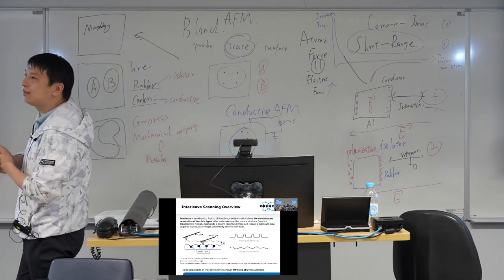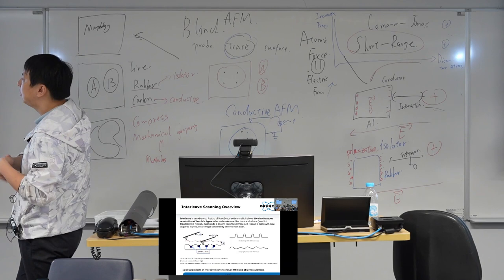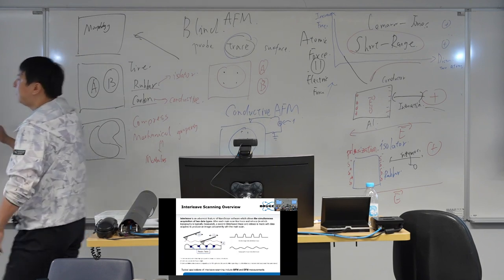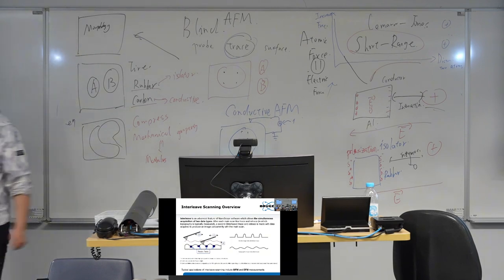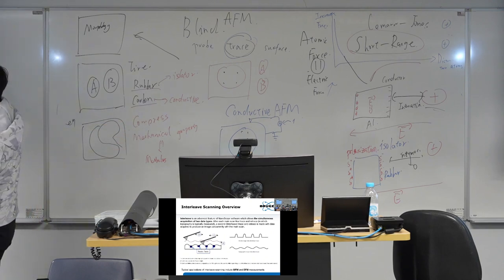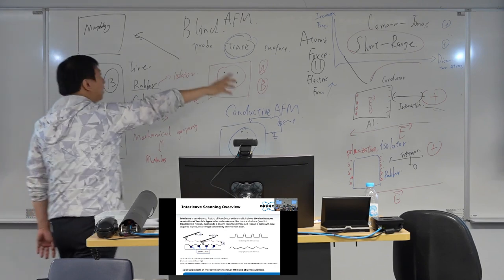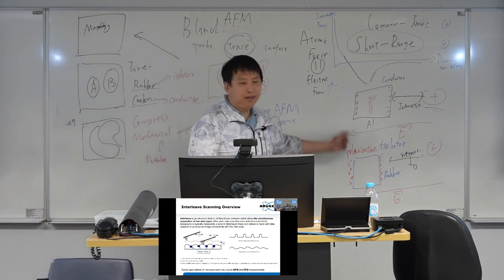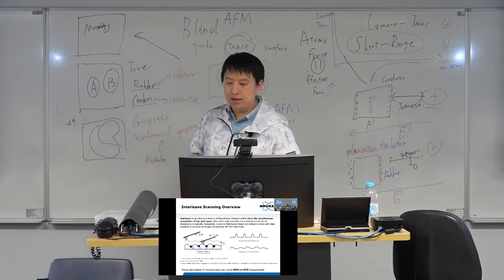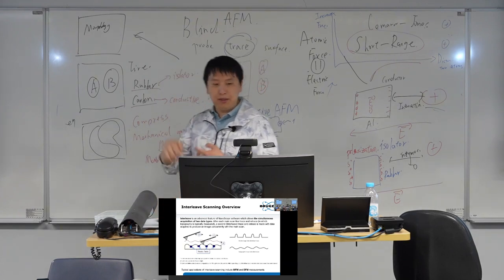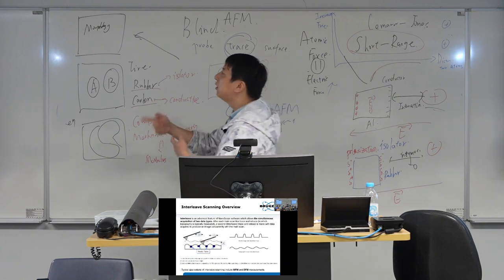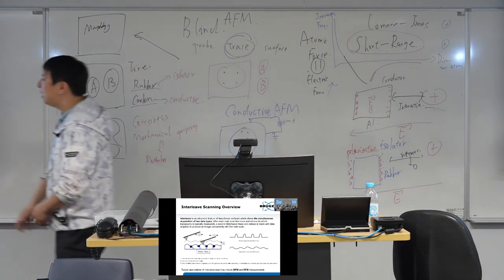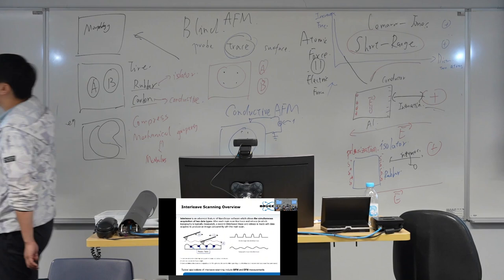Okay, so the idea is just like that. We scan the surface twice. The first time, we use the atomic force to get the morphology. The second time, we lift it and scan the surface, and we will get some long-range interactions. The typical applications of this interleave scan are the magnetic field and the electric field.